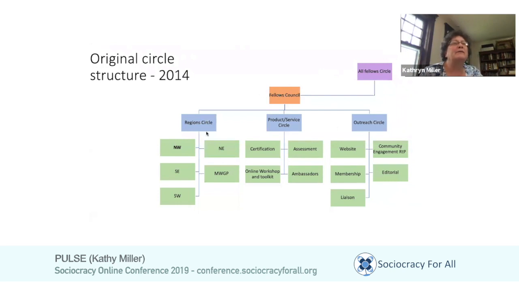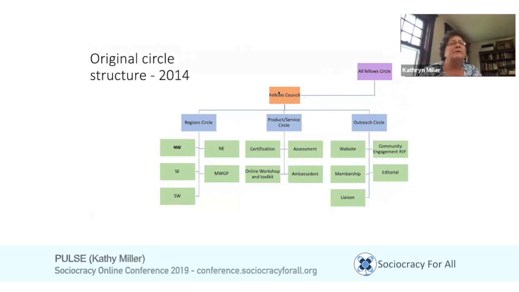where we had departmental circles populated by double linking to the Fellows Council. And then we had a bunch of working groups that carried out the various activities that we were engaged in, which were represented in these departmental circles by double linking as well. And then we had over here this All Fellows Circle.